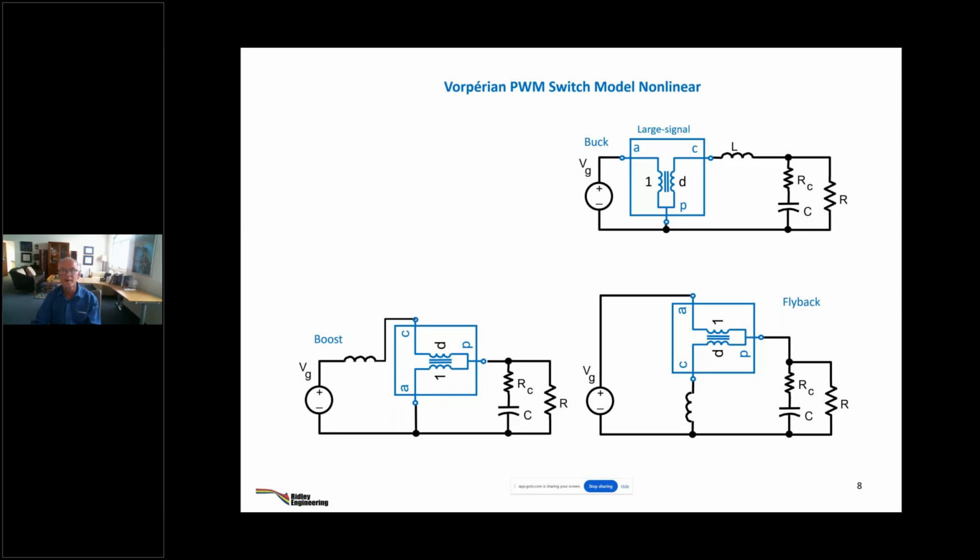But what Vorperian did, he said, hey, look, this is one invariant model. Every converter looks the same. You don't need to do state space averaging for the buck and the boost and the flyback and the Cuk and the SEPIC and the Zeta and everything else that comes along. You only need to analyze this one little element in the middle. It's like analyzing a transistor. You only need to do it once for the transistor, not for every circuit that it goes into. So that was the genius of what Vorperian brought to us.